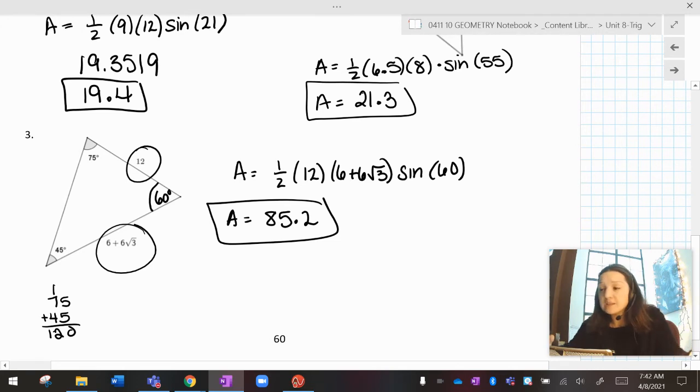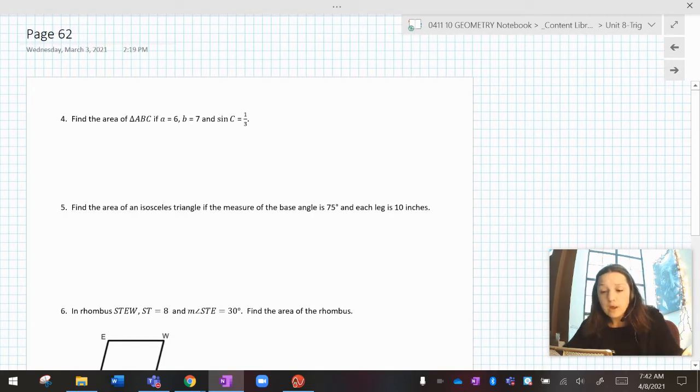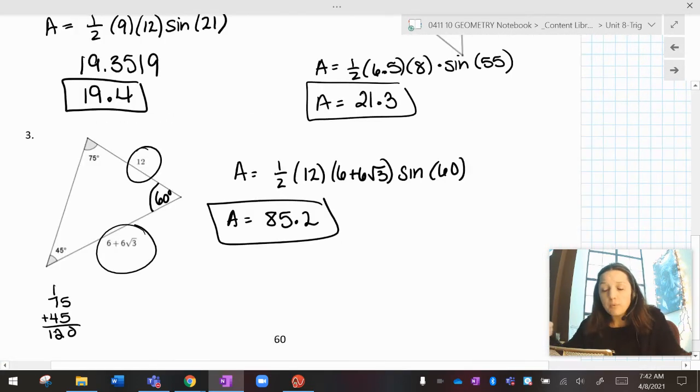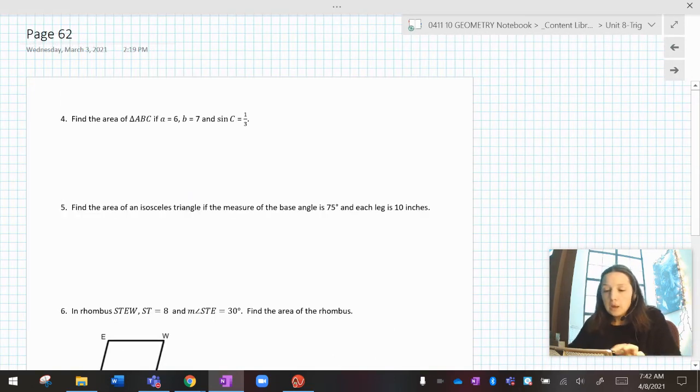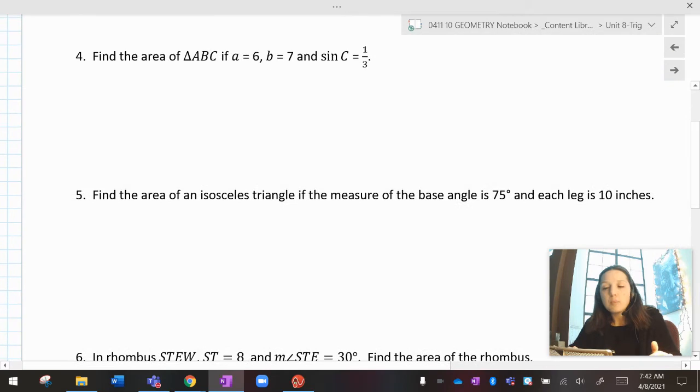And that's it, folks. That's the area of a triangle formula. Okay? Now on the back, we're just going to do a couple more of these, but you just have to remember, anytime you're going to do the area of a triangle, you need a side, another side, and the angle in between them. But what if I didn't give you a picture?